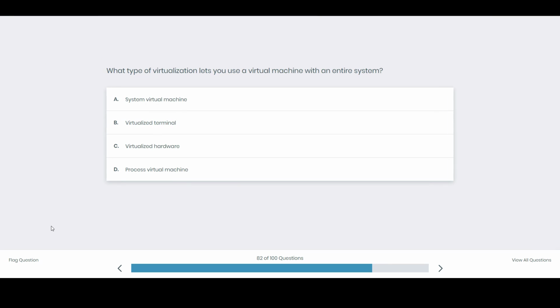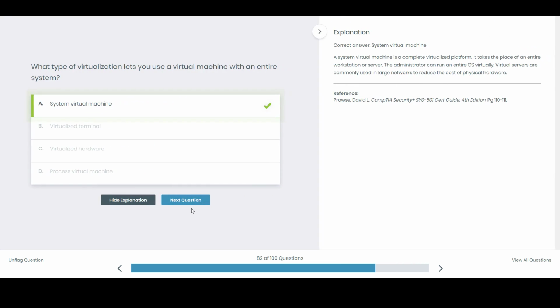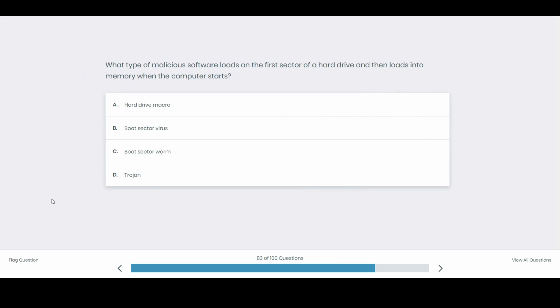Yes. What type of virtualization lets you use a virtual machine with the entire system? Plug this one. I think this, yes, system virtual machine. It's working. What type of malicious code overloads the first sector? Oh, this is a boot sector virus. No question asked.